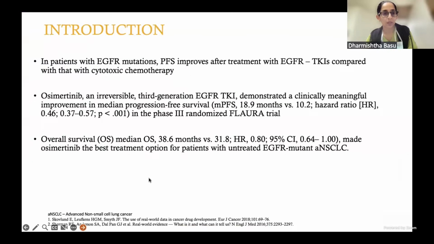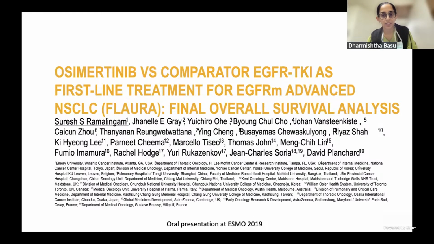As we know, the standard of care for EGFR mutant NSCLC in the front line is osimertinib. As compared with cytotoxic therapy, it was first proven in the AURA trials in the subsequent line, and eventually the data that changed the standard of care in the front line was the FLAURA trial, in which osimertinib came up with an unprecedented PFS benefit of 18.9 months versus 10 months, with a hazard ratio of 0.46, and also a statistically significant overall survival of 38.6 versus 31.8 months. This is the best treatment option that is available for untreated EGFR mutant NSCLC in the advanced stage.